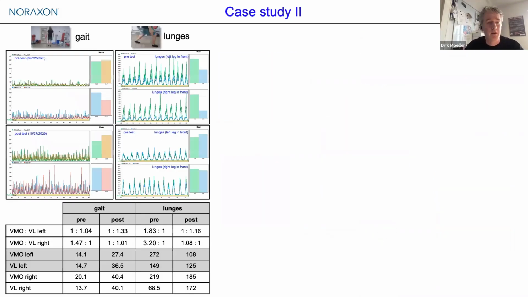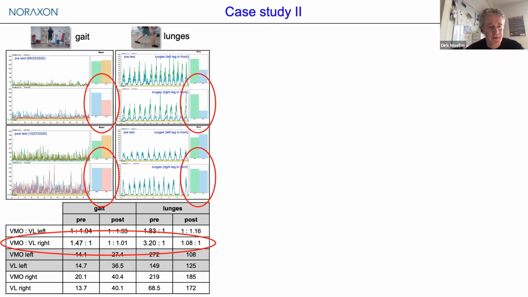I found that interesting, and I'm absolutely fascinated by that. Here are the results of the EMG data. If we focus on the injured side, just have a look at the ratios, the VMO and VL on the right side, pre-post in gait from 1.5 to 1. Now it's 1.1 to 1. So the ratio is theoretically perfect.